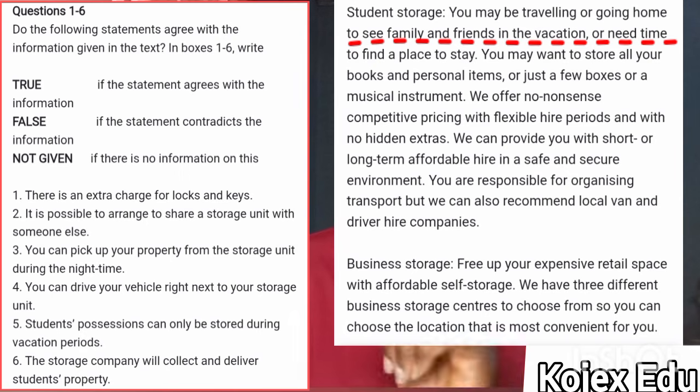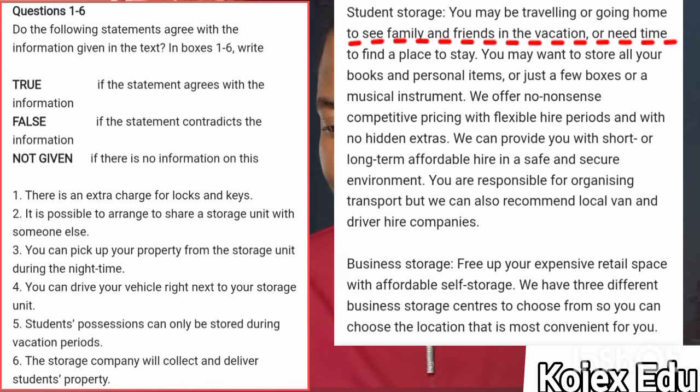Oh, they said only, so it is false. It can only be stored. They said you can store it. Maybe you are going for vacation or you want to do something. So they said to see a family and friends in the vacation or need time to find a place to stay. So it means that it is anytime you can do it. So the answer is false. Please be careful. I almost said true, only for me to just go and look at "only." Sometimes, because you are rushing, you are tense, you're under pressure, you will not notice that "only." You just say it is true, and then the answer is actually false.